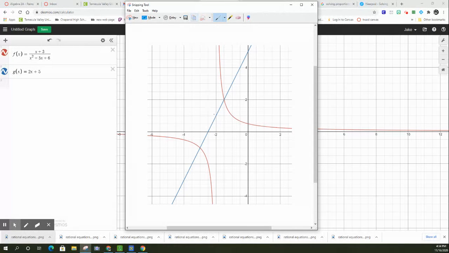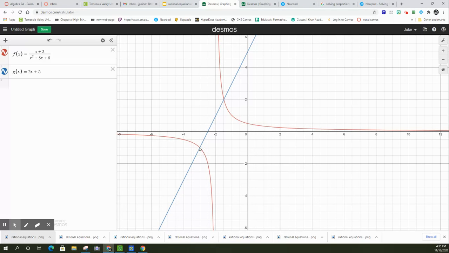where do these cross? They're going to cross at, it looks like, negative 1.5 and at negative 3. Let's just double check that. Click on it here. So negative 1.5 and negative 3.